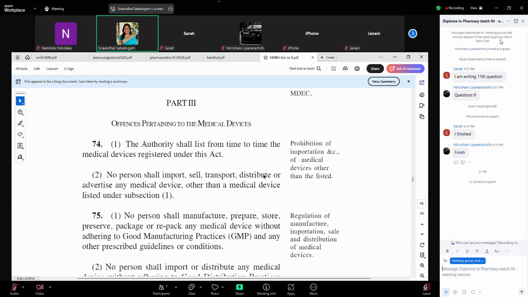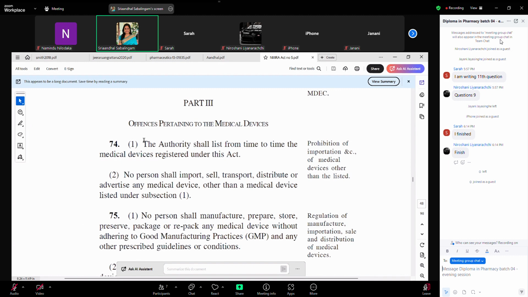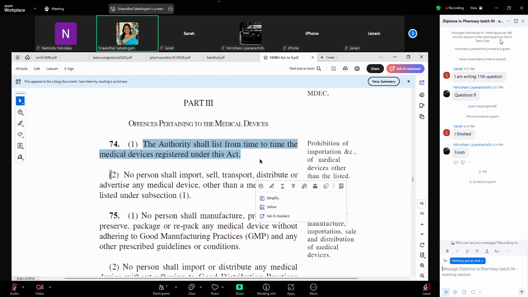So the third part is about offenses pertaining to the medical devices, right? So the authority shall list from time to time the medical devices registered under the Act. If you visit the NMRA website and go to the medical devices, there you can find a tab called Registered Medical Devices in Sri Lanka. If you download it, it will give you the registered medical devices in Sri Lanka, right? All the list of medical devices registered, whether it's a glucometer or an inhaler, metered dose, or a dry powder inhaler, or whether it is a recommended test kit, anything, right? So that will be presented in the Excel sheet, right? You can download the Excel sheet and have a look.